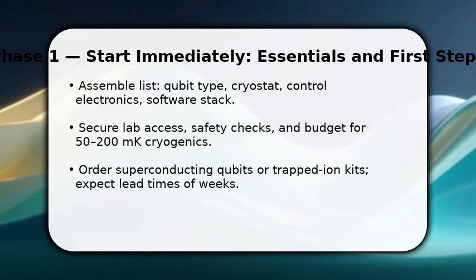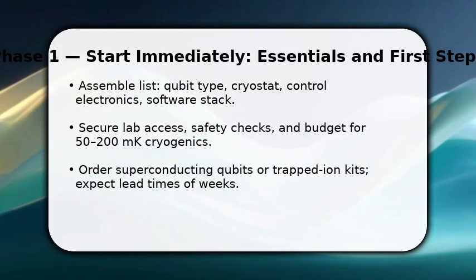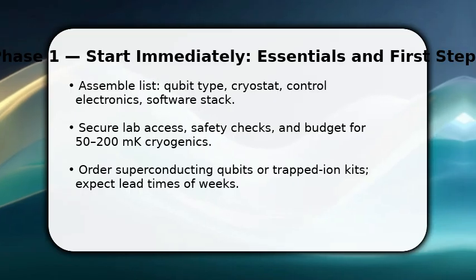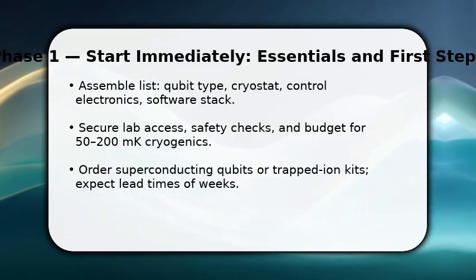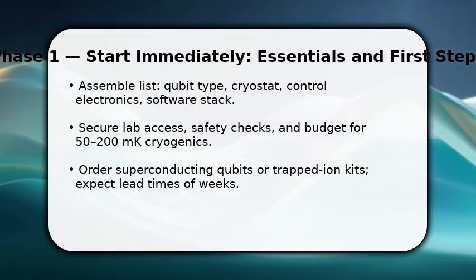You begin by choosing a qubit technology and obtaining the core hardware. Pick superconducting qubits or trapped ions and order a compatible cryostat now. Lead times matter. While waiting, set up a clean, grounded bench and reserve lab time.